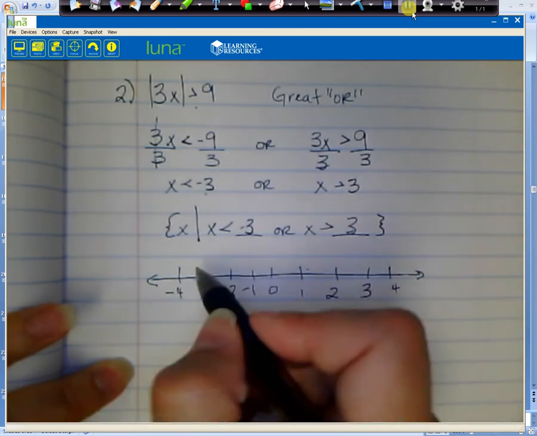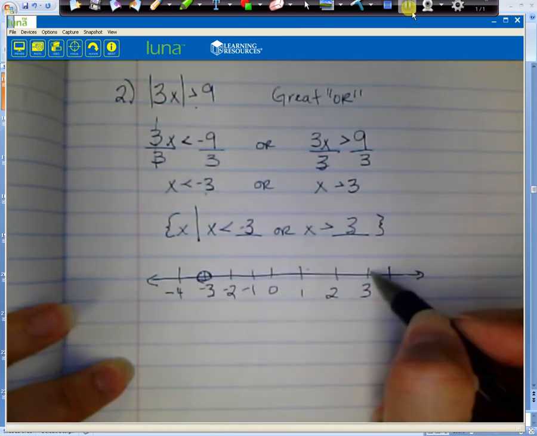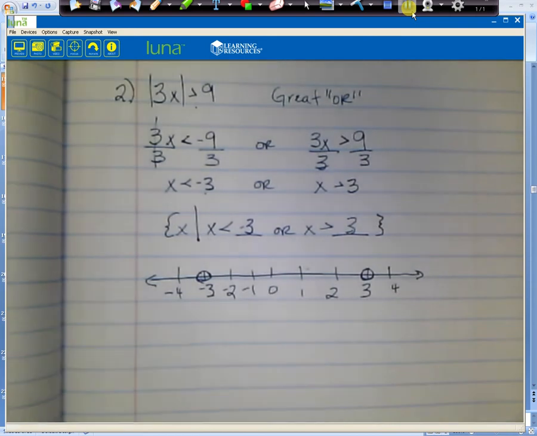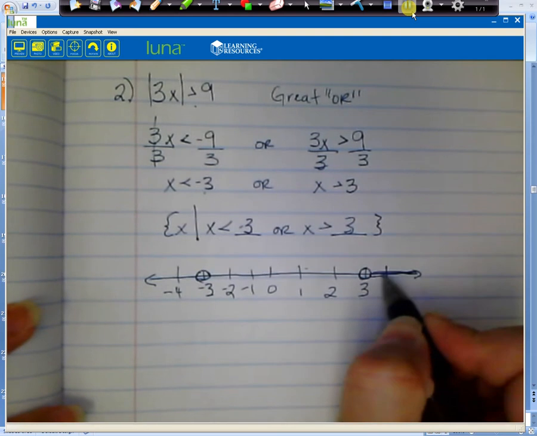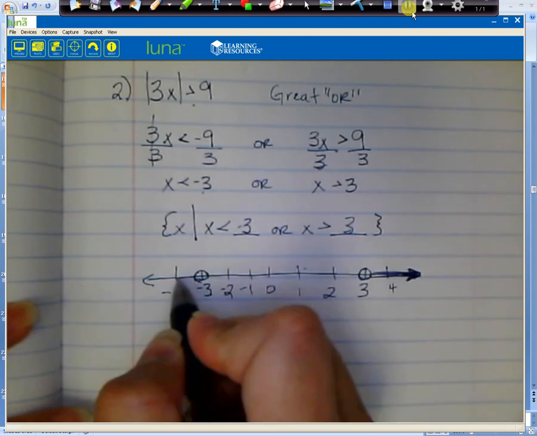Because I have no extra mark, I have an open circle at my negative 3 and an open circle at my positive 3. Now is when I need to slow down and look at my problem and say, okay, this is an or problem, not an and problem. So in an or problem, I'm shading to the outside.